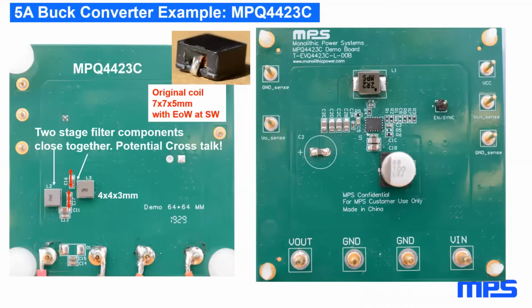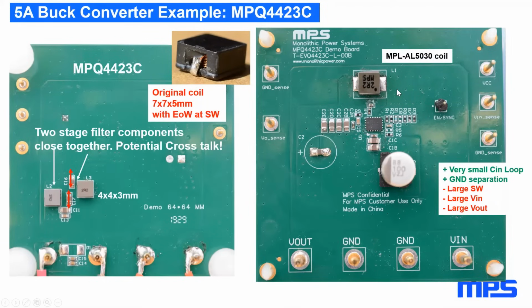Originally on this PCB there was a larger coil assembled, 7 by 7 by 5 millimeter, and unfortunately the end of winding shown here in this picture was connected to the SW node, and this is suboptimum. I replaced this coil later with our own MPL AL5030 coil with the start of winding connected to the switch node.